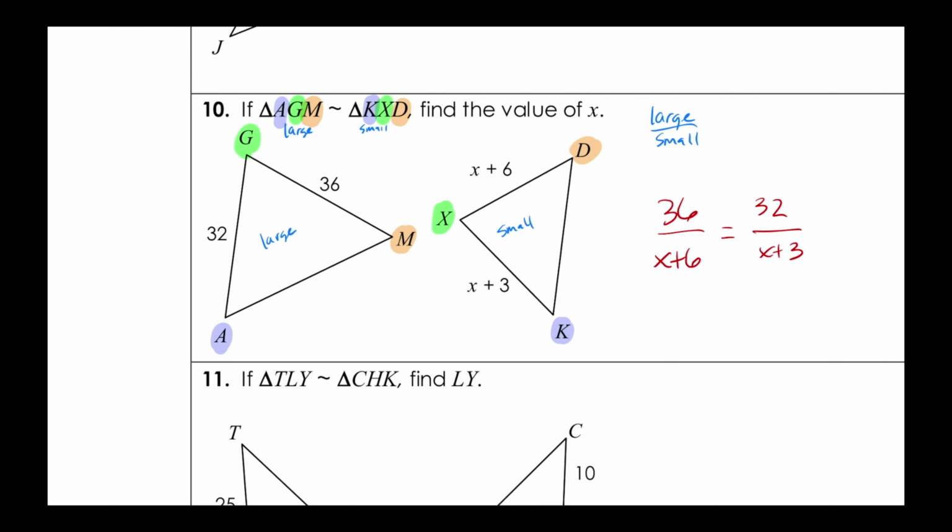So if you're okay with the way we just set this up, if you understand that the colors help you, all you're doing is making a ratio of matching sides. That's all it is, a ratio of matching sides. And we're putting the large and the small, large on top, small on the bottom.